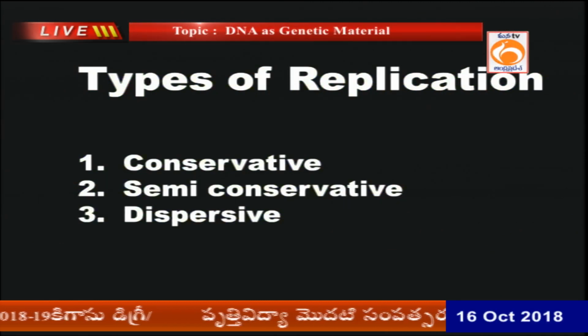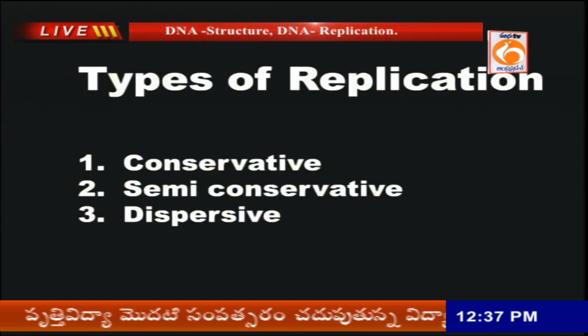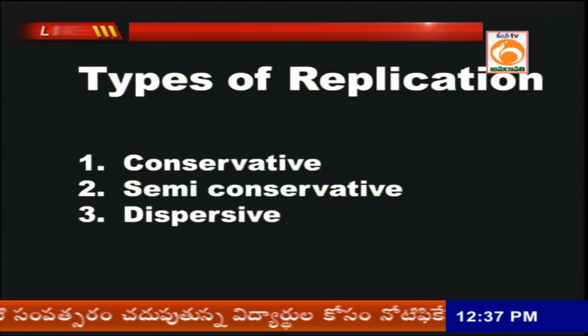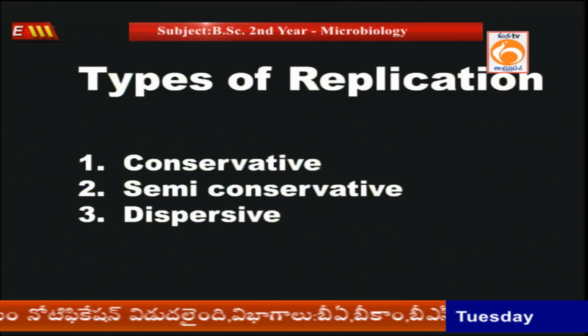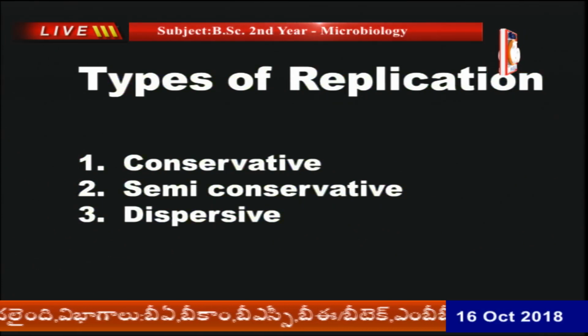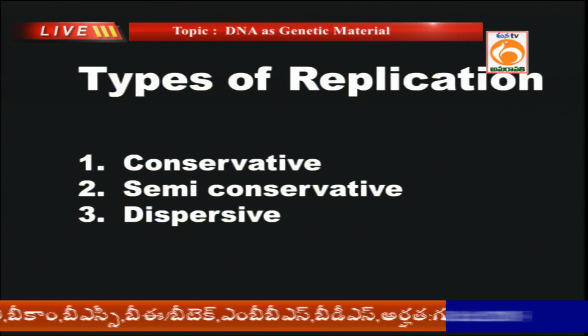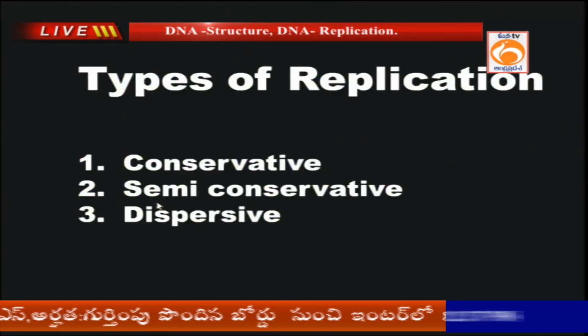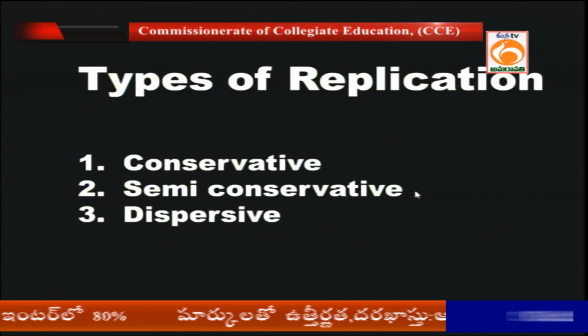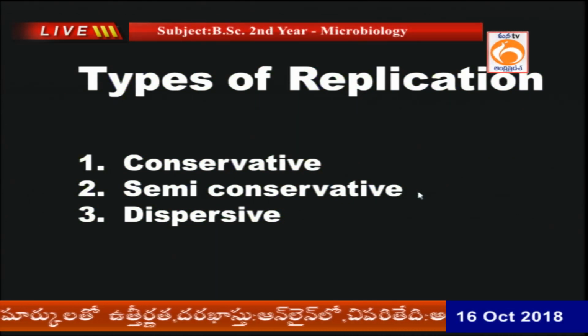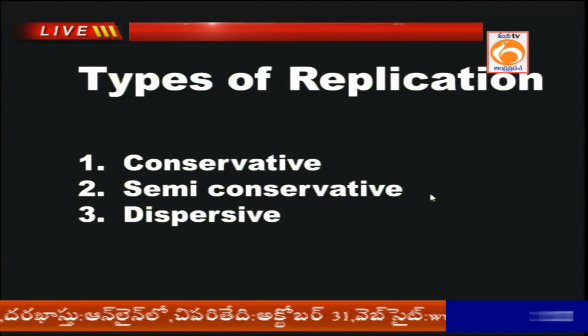What are the types of replication? Three types of replication have been proposed at the molecular level: conservative, semi-conservative and dispersive. But it was experimentally proved by the Meselson and Stahl experiment that DNA replication was semi-conservative. But we are not concentrating on this experiment, we are mainly focusing on the mechanism of DNA replication.